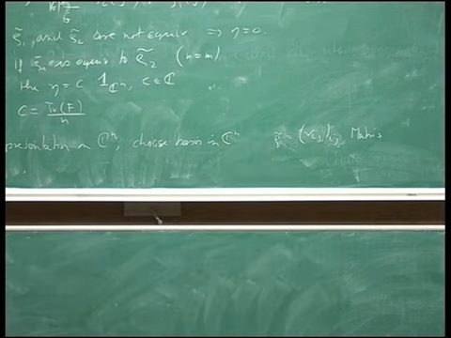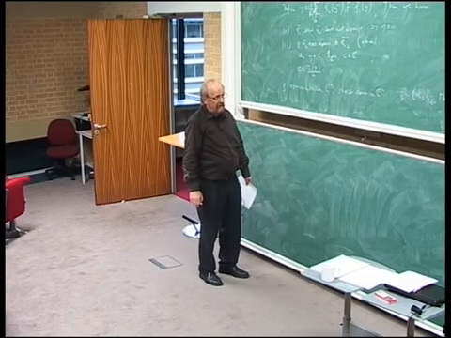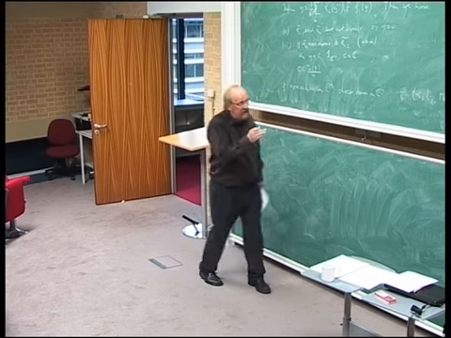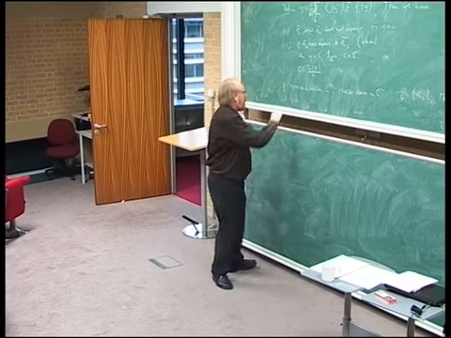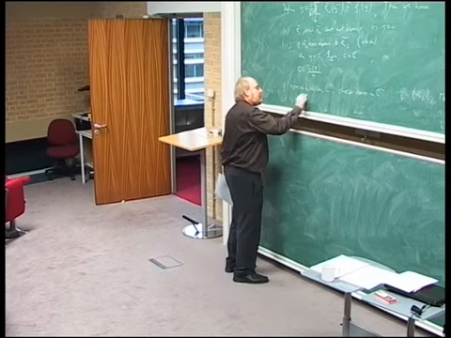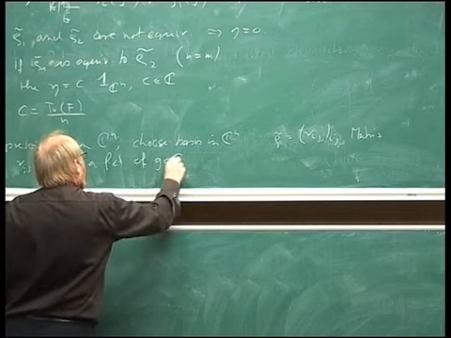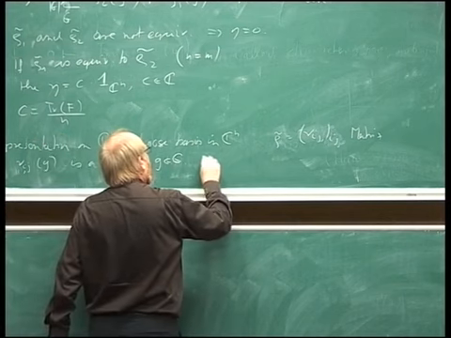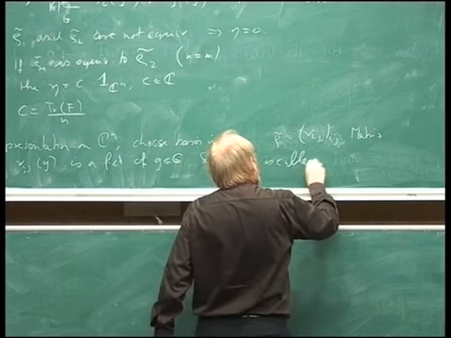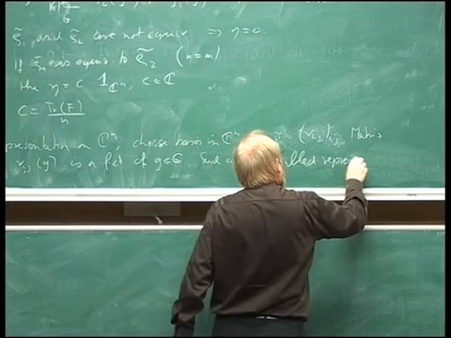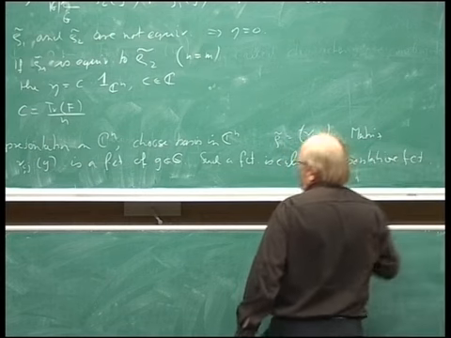So I can write this in coordinates where each R_ij is now a function of G. So R_ij of G is a function of G. And I call such a function a representative function.